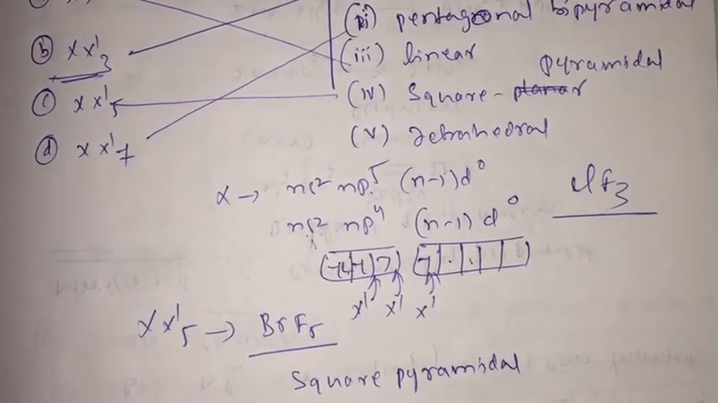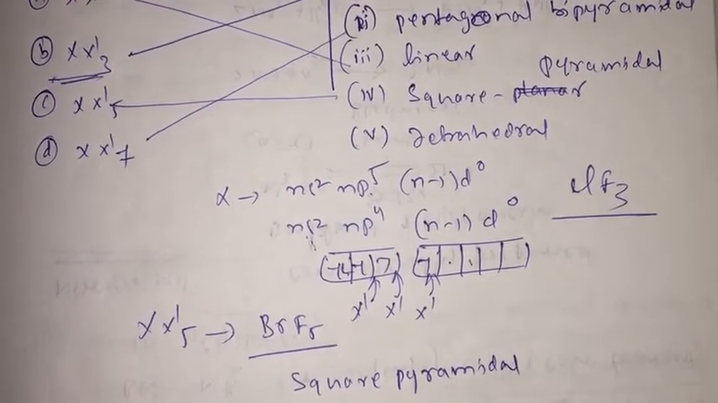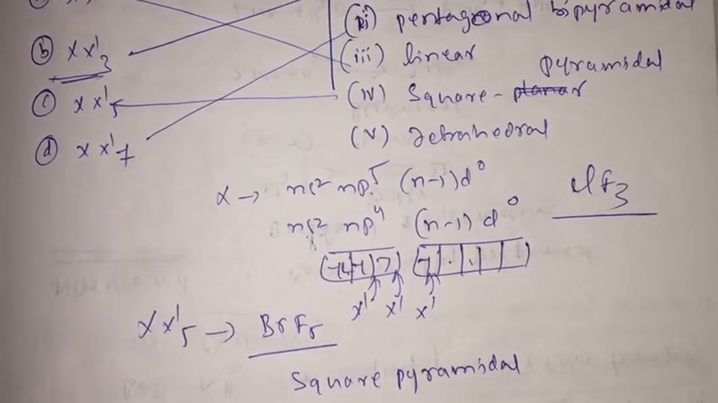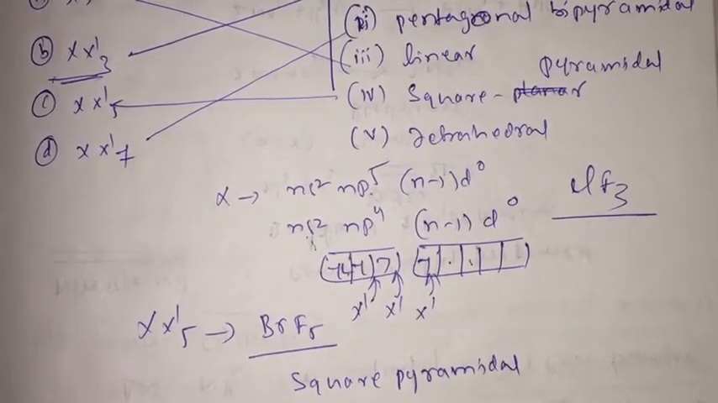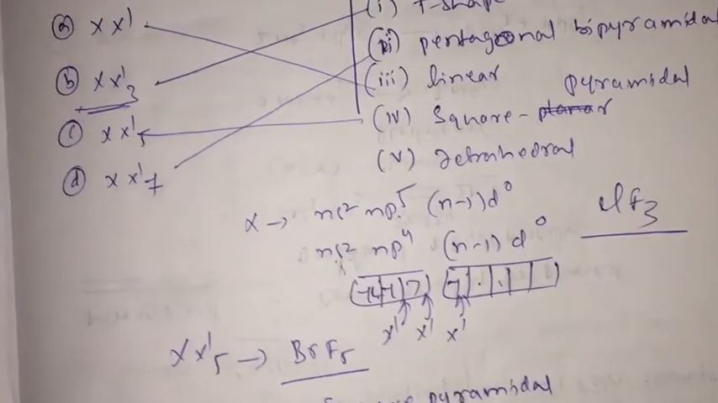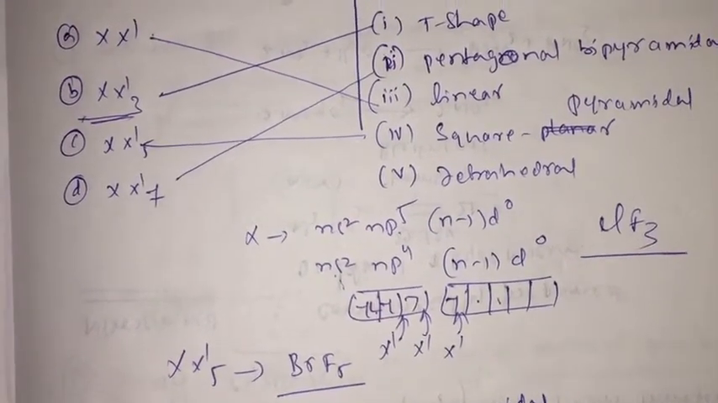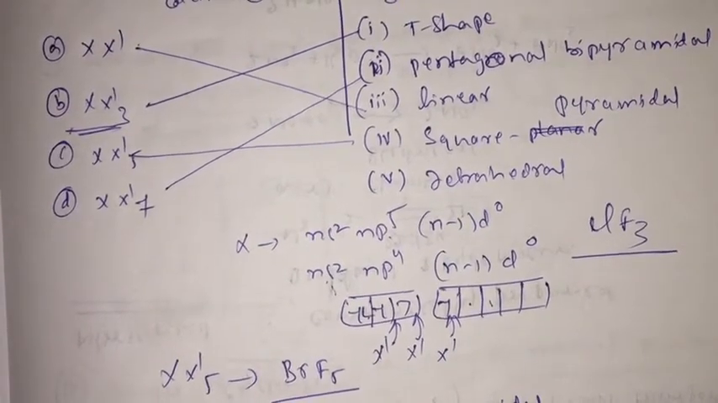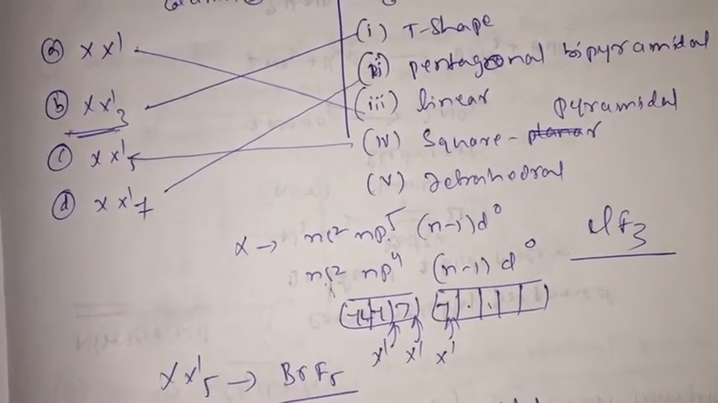Okay, 3 bond pairs and 1 lone pair. So this will have, sorry, that's 2 and P6. It will have 2 lone pairs and 3 bond pairs, ClF3, 2 lone pairs and 3 bond pairs. So it will have which shape now? T shape, right?